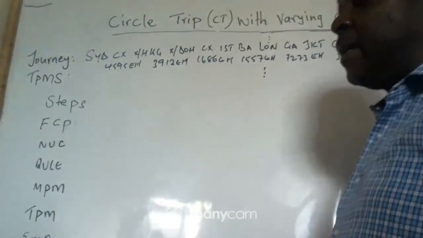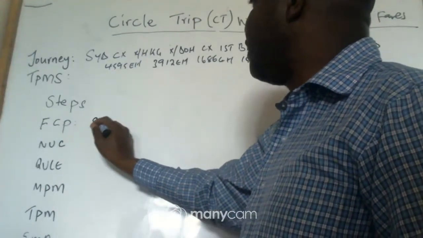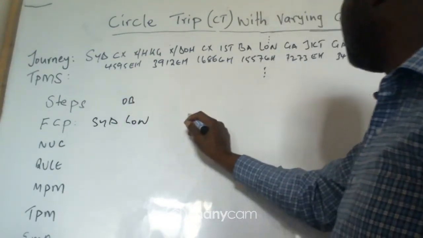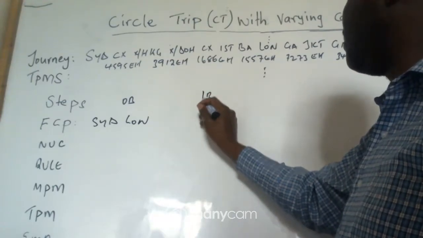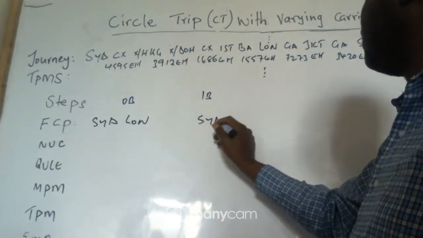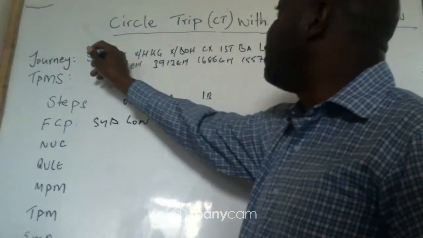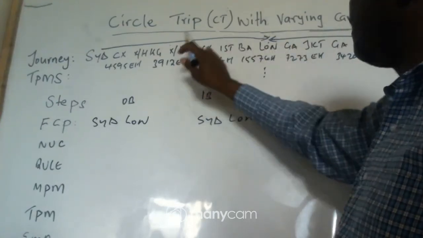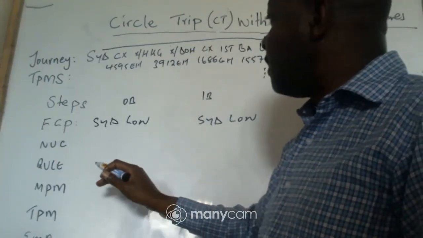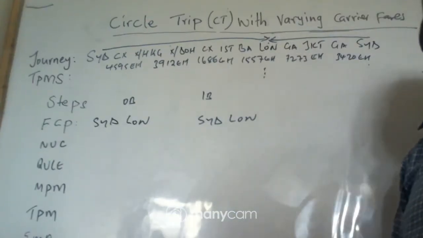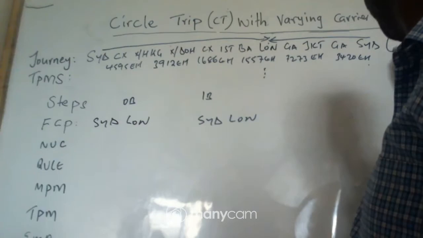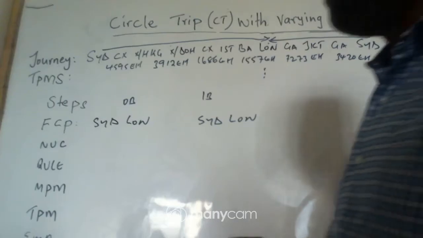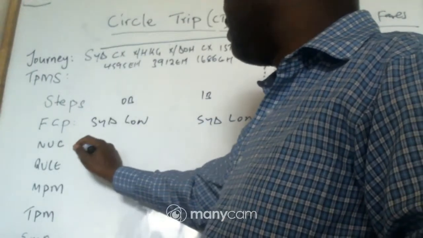Now let us look at the steps. So we have our Sydney to London. This is the outbound. Then we have the inbound. You remember inbound, we have again Sydney to London. Then again Sydney to London. So we have the outbound, inbound, and then we go to our fare. If you look at our fare, this is business class. So the fare is business, and I believe you still remember what you are doing.